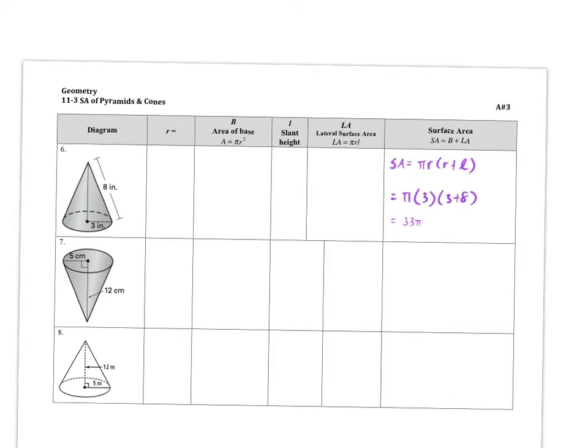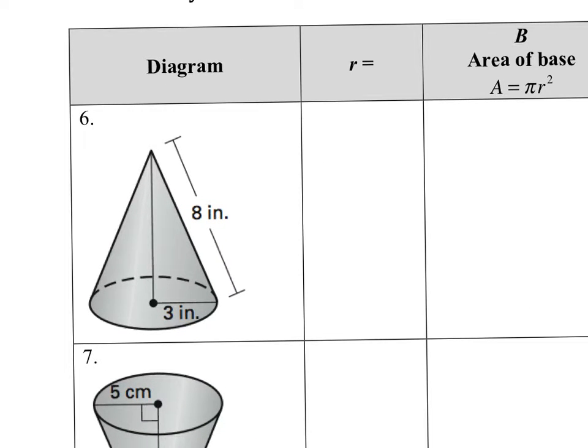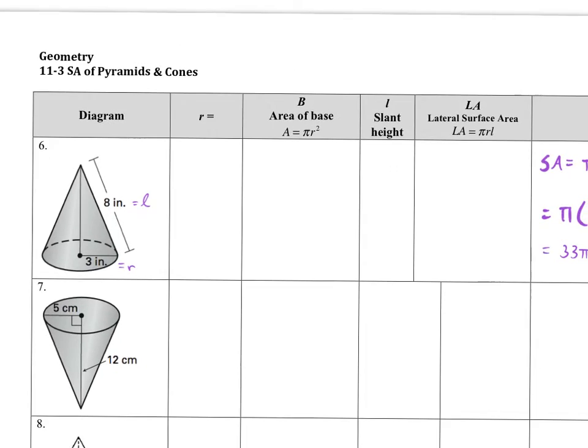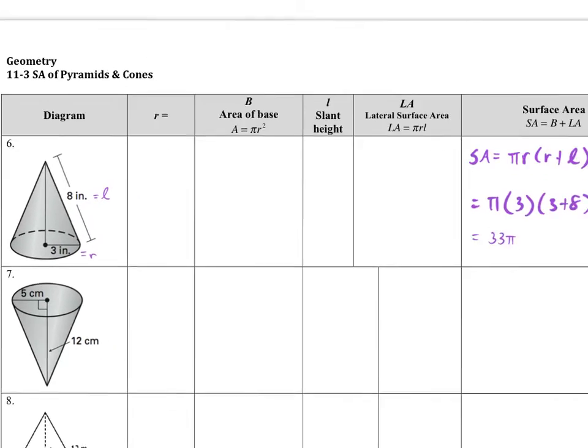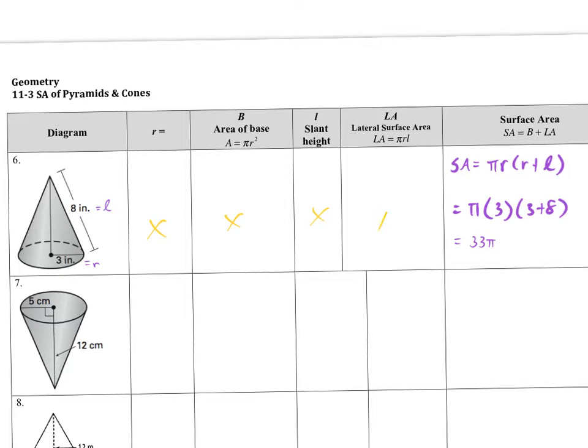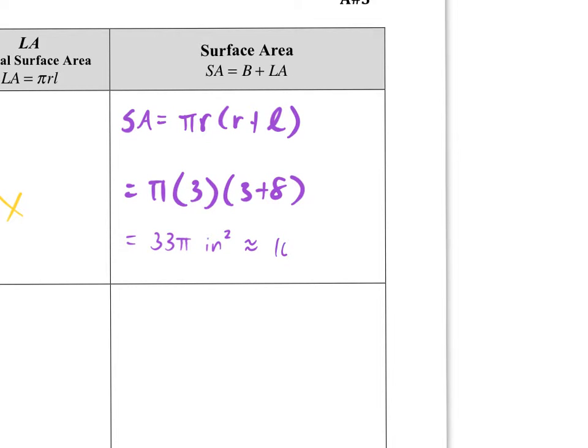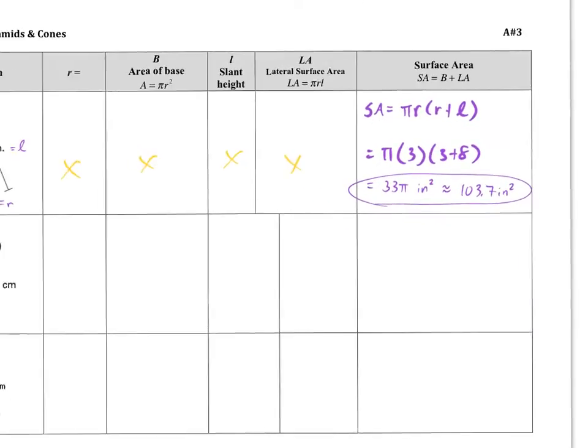What if you didn't know this L? When we are looking at this cone, since we are given L already, so this is my slant height, and this one is my r, I don't need to use this sequence here, because everything is pretty much just substitute in. And so I end up with 33 pi square inches. 103.7 square inches. And depending on what the instructions say, we have both forms there.